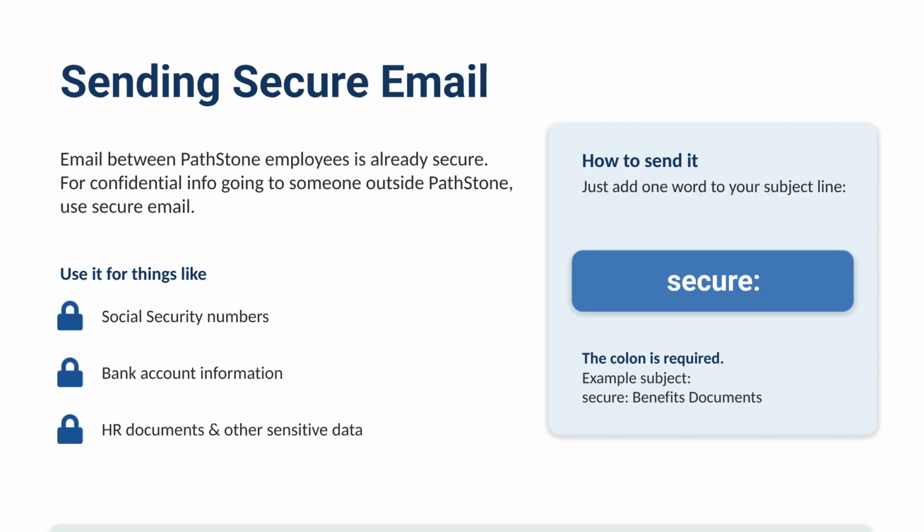Sometimes you'll need to email something confidential to someone outside Pathstone, like social security numbers, bank details, or HR paperwork. Here's the good news. Email between Pathstone employees is already encrypted, so you don't need to do anything special for internal messages. For messages going outside the organization, there's one simple trick. In the subject line, type the word "secure" followed by a colon, then your normal subject. The colon matters. So for example, your subject line might read "secure: benefits documents."